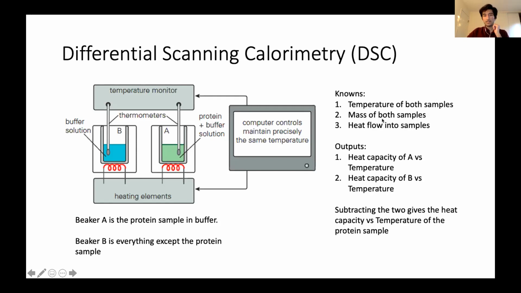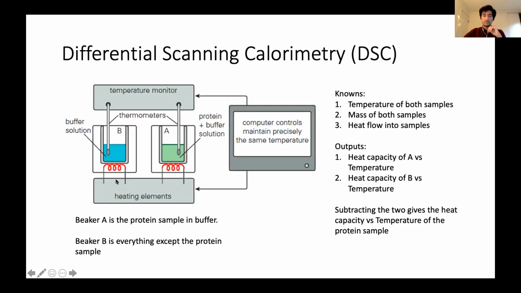And so some specifics on how this process works. Going into this machine, there are a few things that we already know or that the machine can calculate for us. The first thing is the temperature of the sample. You see here that the DSC has a temperature monitor, so at any given time, we know what the temperature is inside the beaker. Additionally, we also know what the mass or the volume is going into these samples, because these are things that either we would measure ourselves or the instrument could measure for us. And lastly, one of our final knowns is the heat flow that's going into each of these samples.